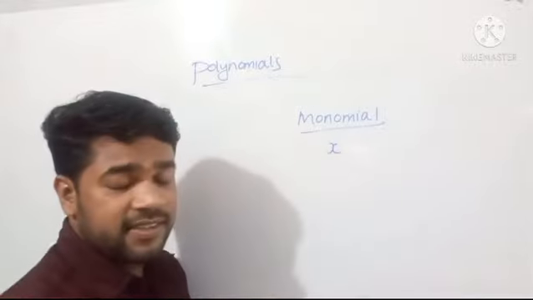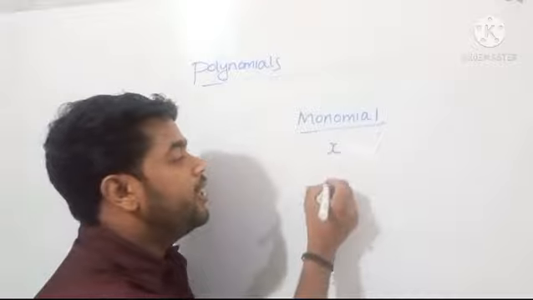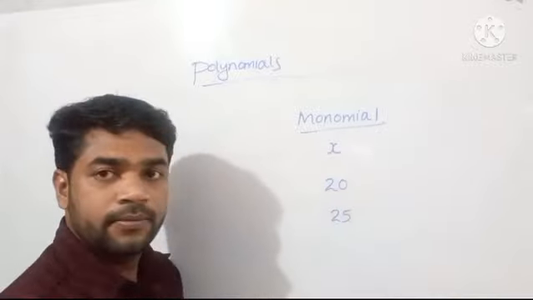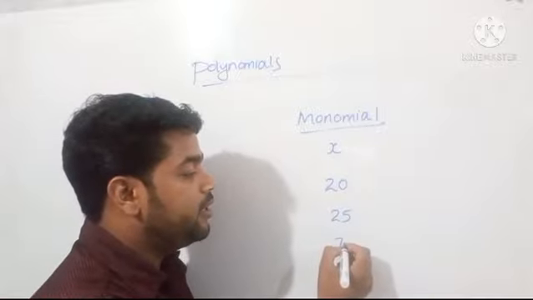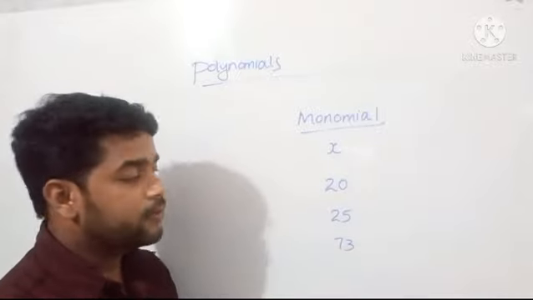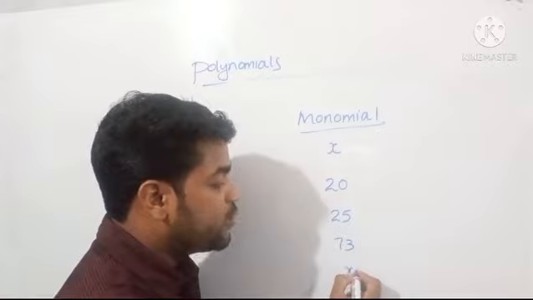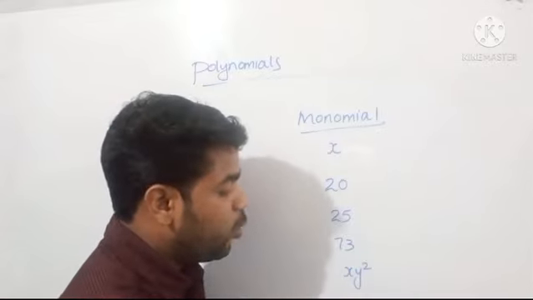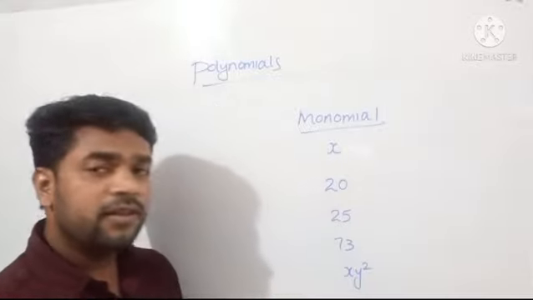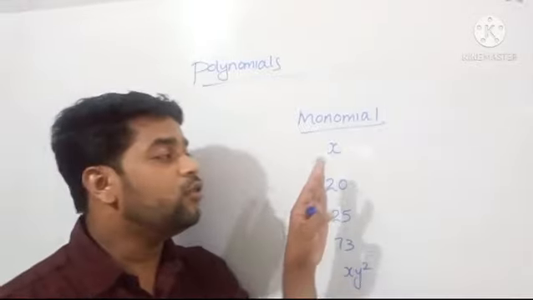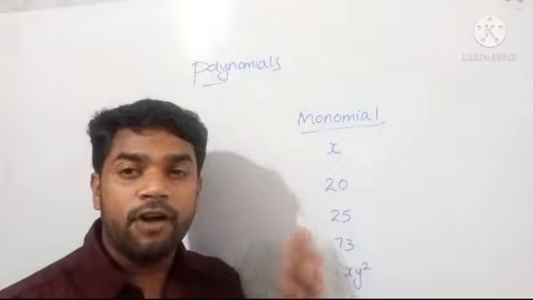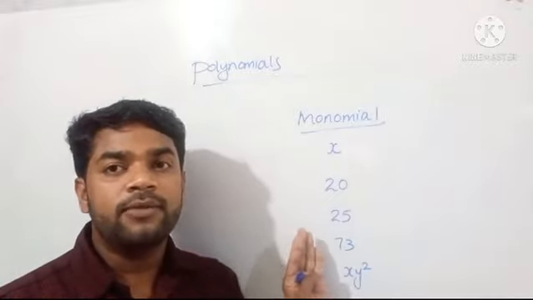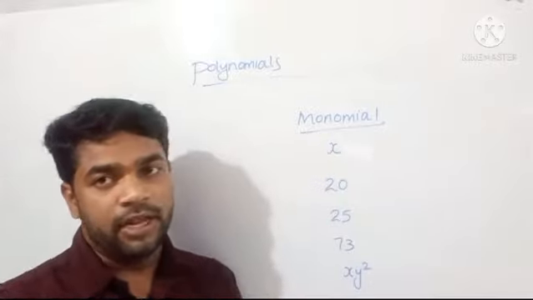Suppose the examples: x is a monomial, 20 is a monomial, 25 is a monomial, 73 is a monomial, x y square is a monomial, and x y z is a monomial. Here it is only a single term. So an algebraic expression containing only one term we call a monomial.